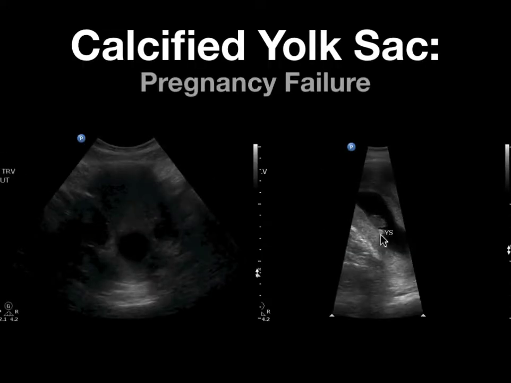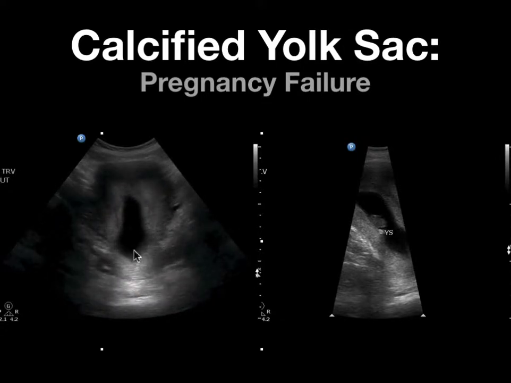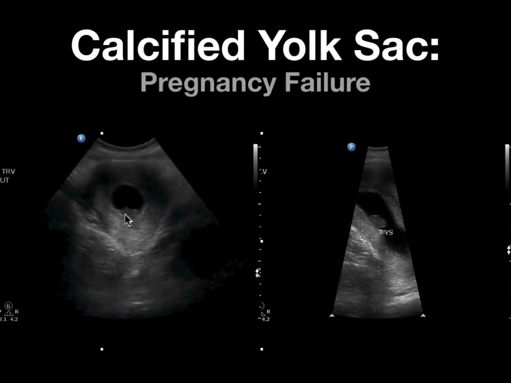The presence of a calcified yolk sac, like you see here, is associated with pregnancy failure. It's not the cause of the pregnancy failure, but it's the result of the pregnancy failure here. And you can see on this transverse transabdominal sweep here that you've got this calcified yolk sac here. Here you have an embryo, and we'll talk about embryos in a little bit, but this embryo is greater than 5 millimeters and there's no cardiac activity, so this was a patient who had pregnancy failure.